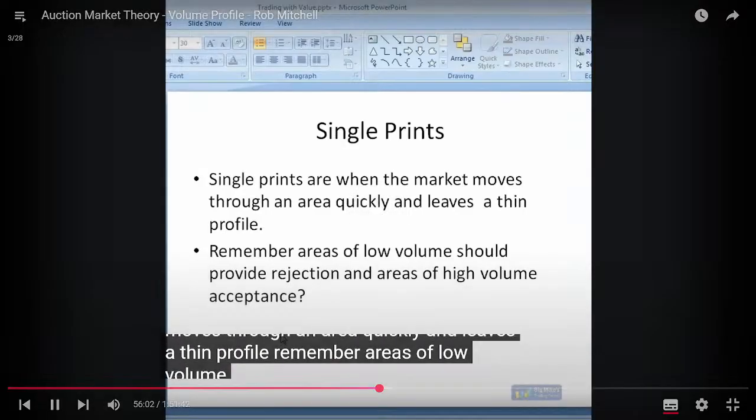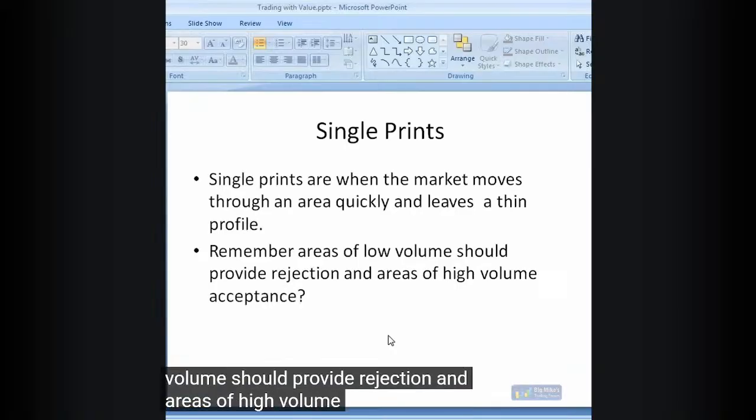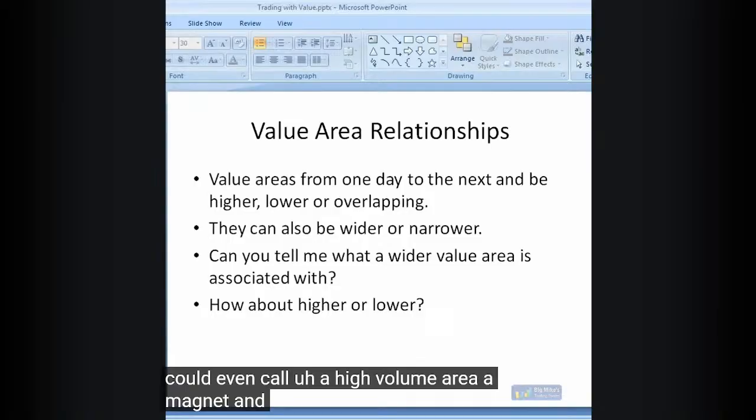Remember, areas of low volume should provide rejection and areas of high volume acceptance. You could even call a high volume area a magnet and a low volume area is a detractor or something that pushes price away. Value area relationships.